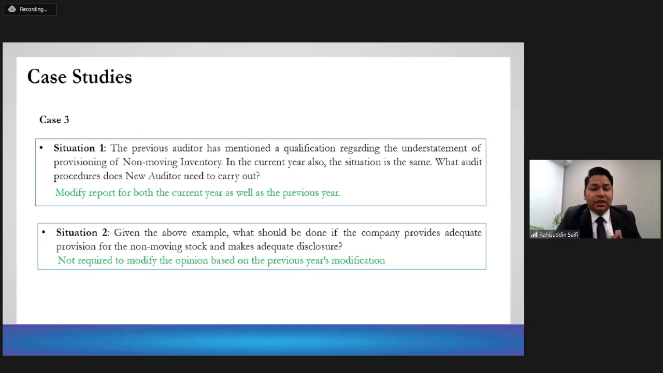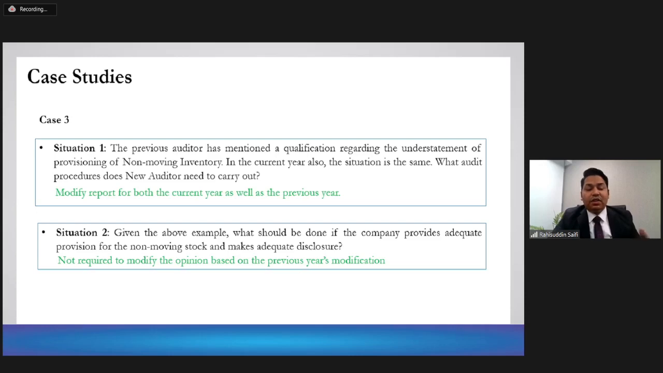Third, this is further interesting. The previous auditor has mentioned a qualification regarding the understatement of provisioning of non-moving inventory. And in the current year also, the situation is the same. So what audit procedure does a new auditor need to carry out? And obviously, we are discussing this assuming that this point is material enough, then the auditor needs to modify the report for the current year and the previous one.